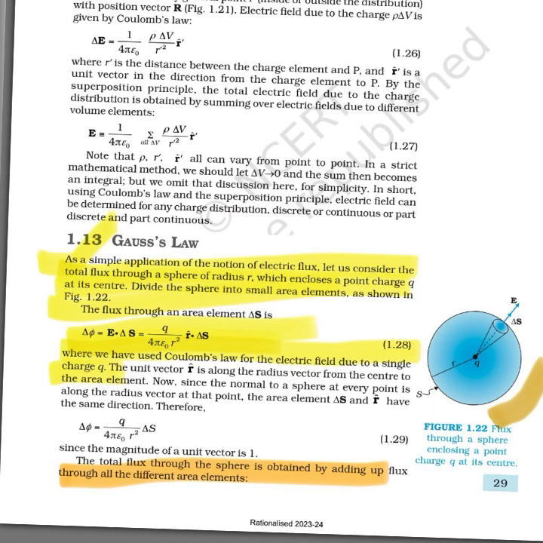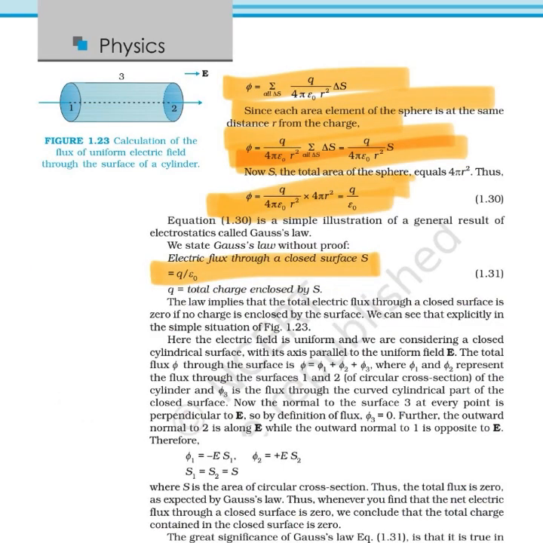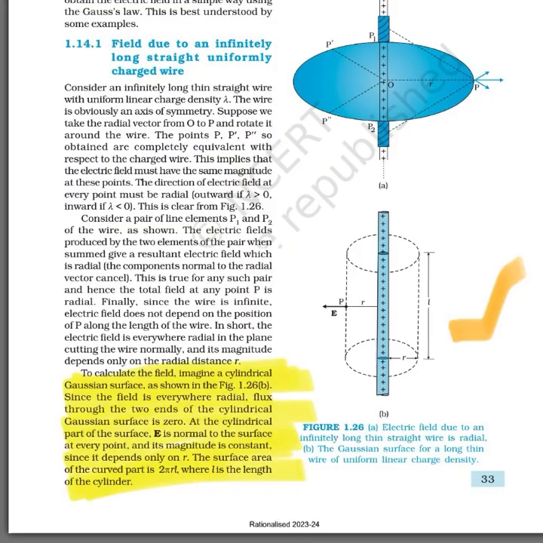Along with Gauss law, another topic they will ask is what is the total flux through the sphere, obtained by adding up through different surface areas. So total flux through any closed surface, whatever its shape may be, is always Q by epsilon naught. Among the most important topics, total flux through any closed surface is Q by epsilon naught. You have to keep that in mind.